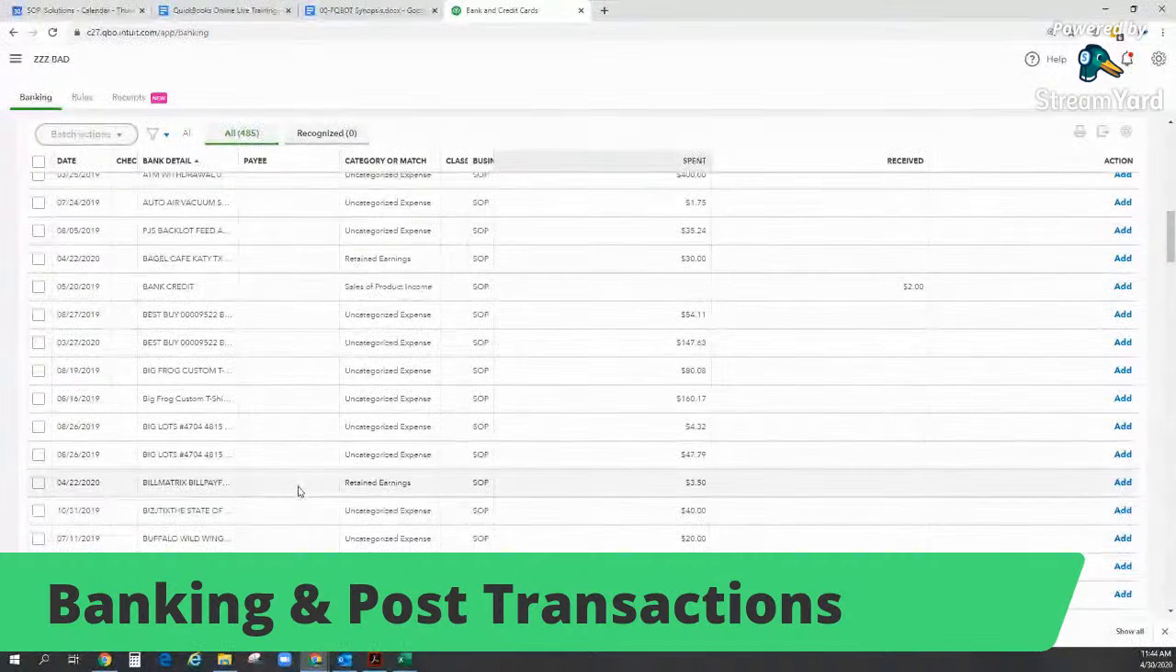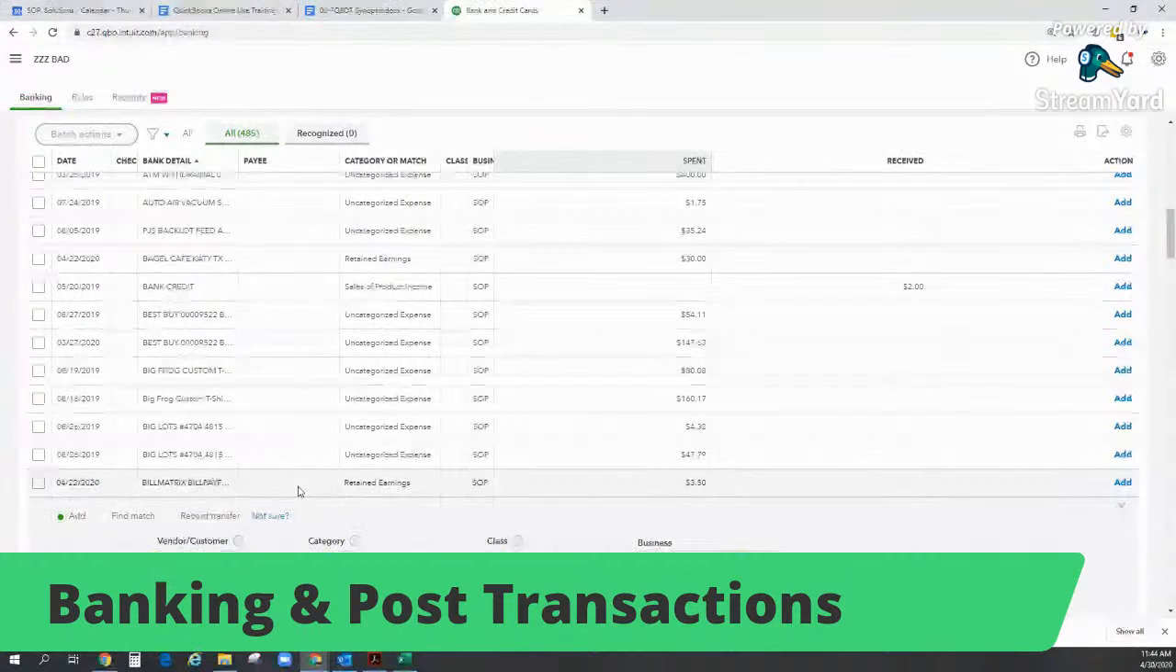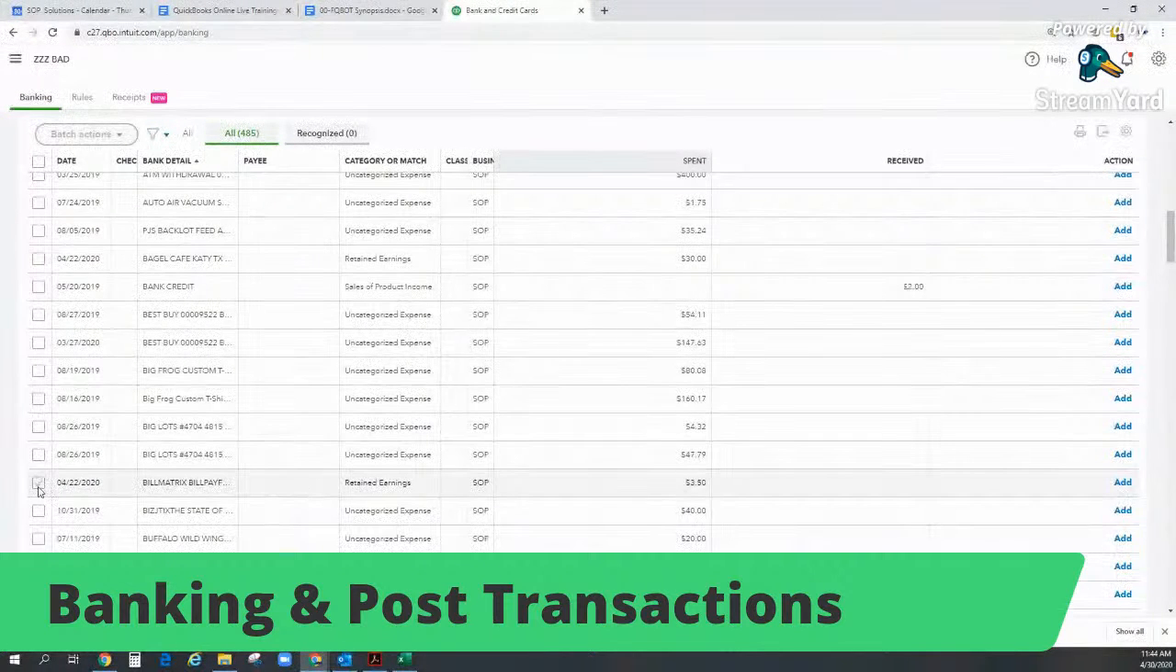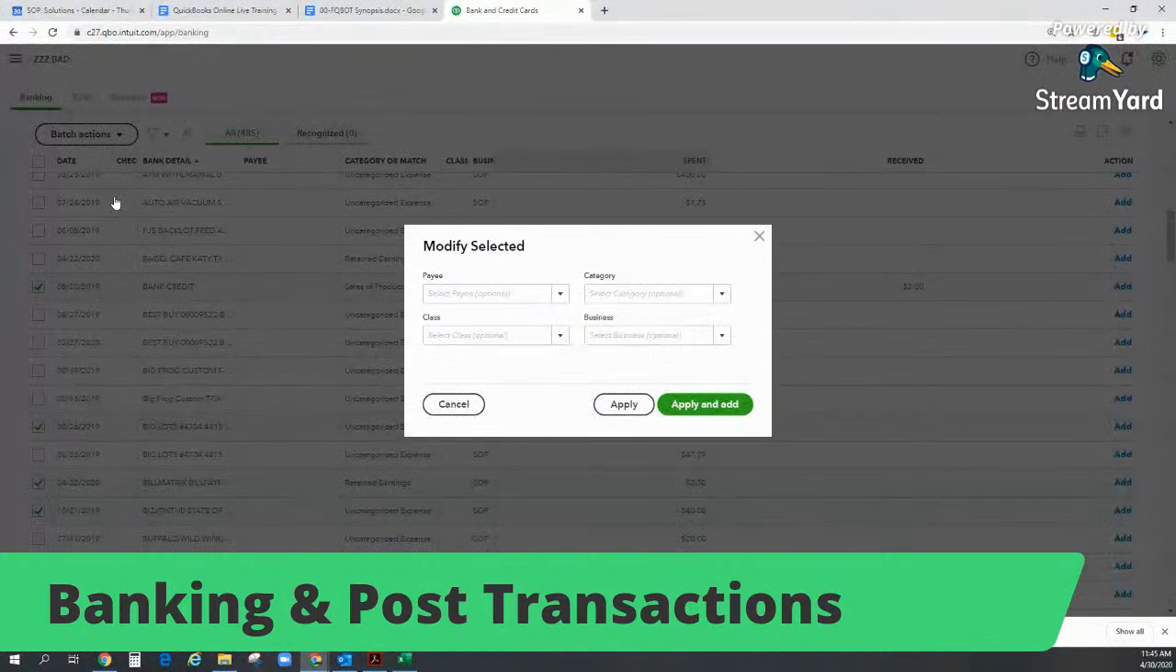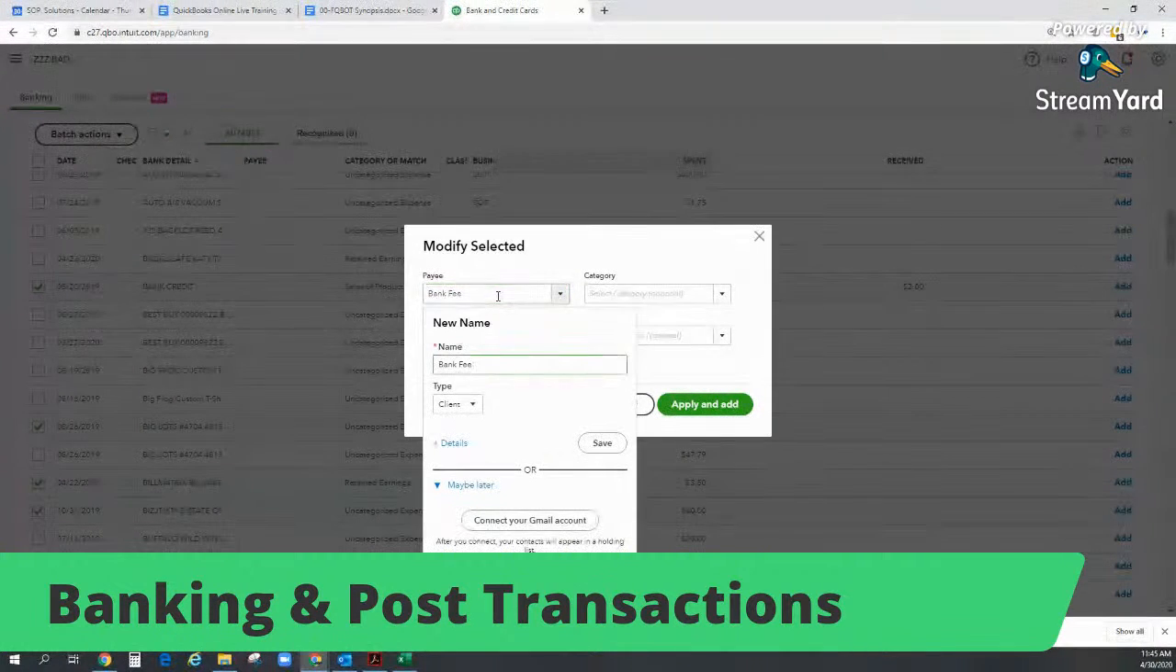Not a problem. I got these bank fees real quickly. Let me just grab a couple. We're going to call all of these bank fees. Okay. I'm going to take all of my bank fees, do them at one time, modify selected. I have the green arrow. I went to batch actions. I said modify selected. They're all going to be called bank fee as their name.